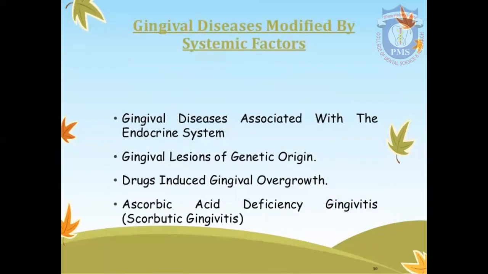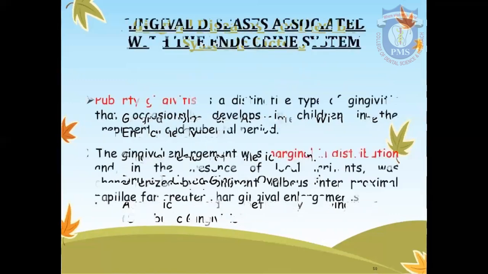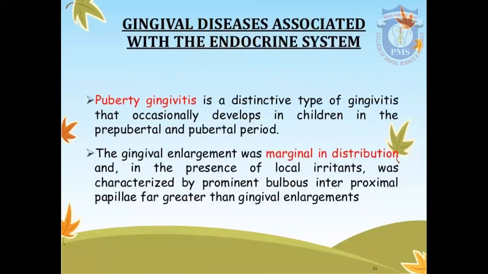Now, coming to the final classification, that is the gingival diseases modified by systemic factors. As said before, this includes gingival diseases associated with the endocrine system, gingival lesions of genetic origin, drug-induced gingival overgrowth, and scorbutic gingivitis. So, first is gingival disease associated with the endocrine system.